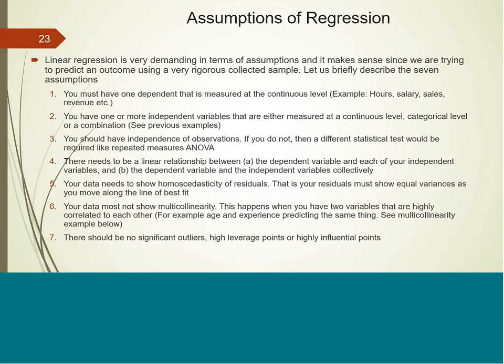Your data needs to show homoscedasticity of residuals. That is, your residuals must show equal variances as you move along the line. Your data must not show multicollinearity. We're going to see a very clear example of what this is and why this is important. This happens when you have 2 variables that are highly correlated to each other, for example, age and experience, and we're going to see the example. And there, of course, should not be significant outliers.